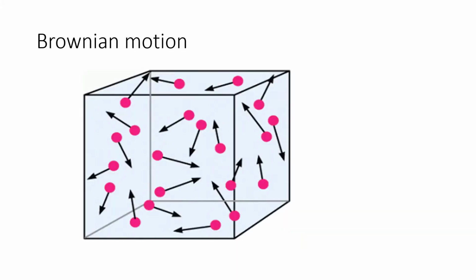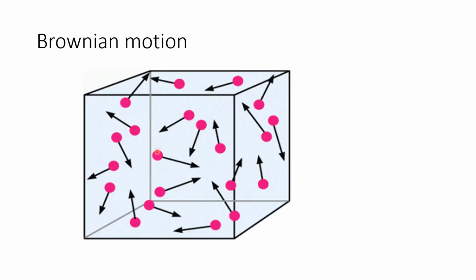There is a concept known as the Brownian motion. What is the Brownian motion? So the Brownian motion is basically explaining to you that particles have kinetic energy, and that kinetic energy causes a rapid random movement of those particles.